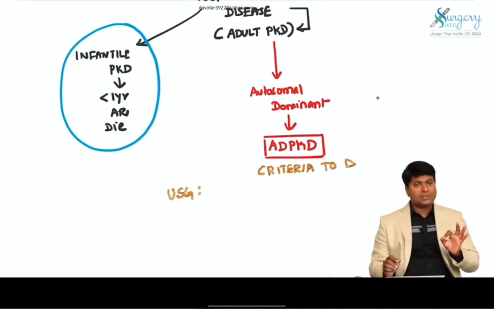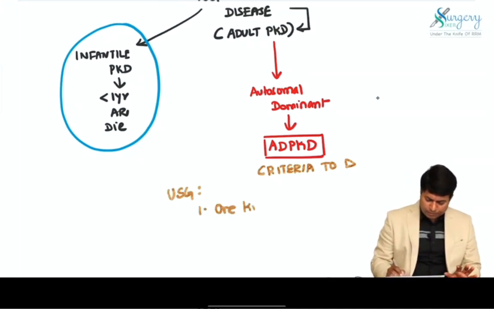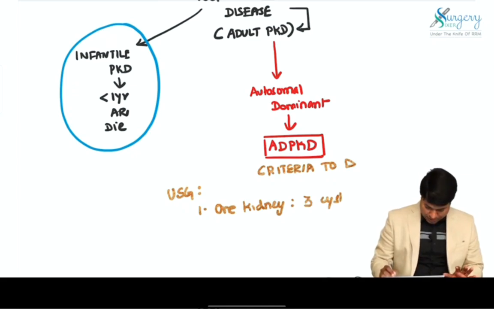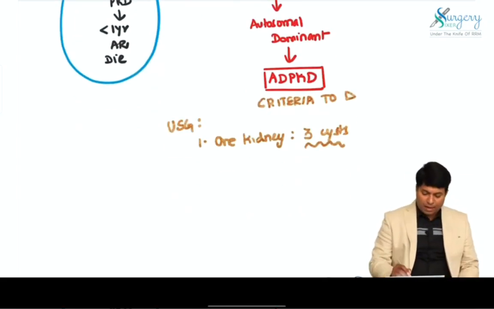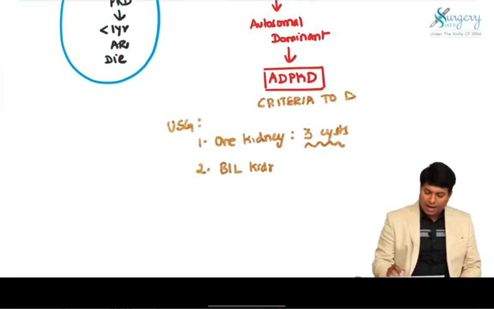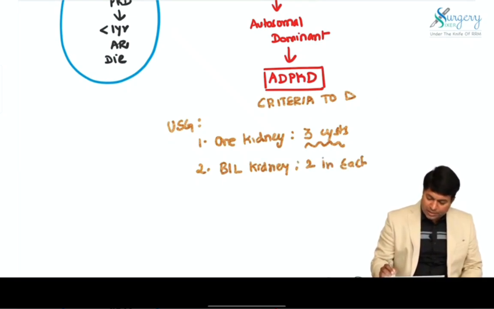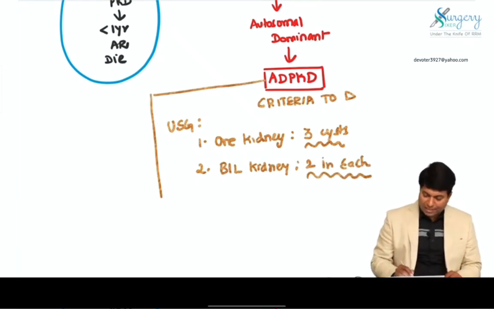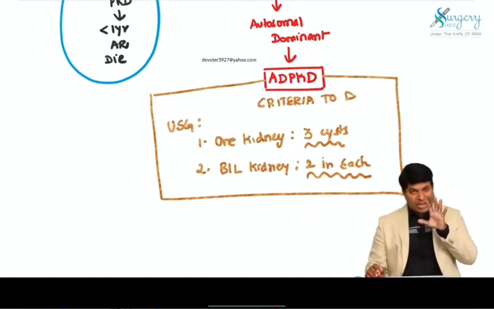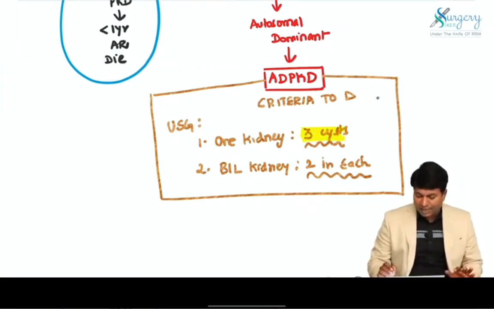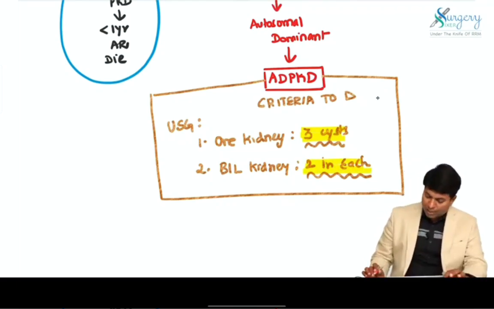Just with ultrasound, nothing else. If one kidney shows at least 3 cysts, or if both kidneys have cysts, at least 2 in each, then this is said to be polycystic. It is sufficient to diagnose polycystic kidney disease. It is easily diagnosed with ultrasound itself when there are minimum 3 cysts in one kidney and at least 2 cysts in both kidneys. Then it is said to be autosomal dominant polycystic kidney disease.